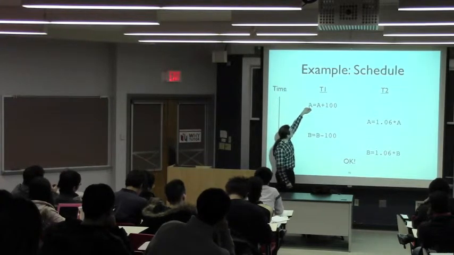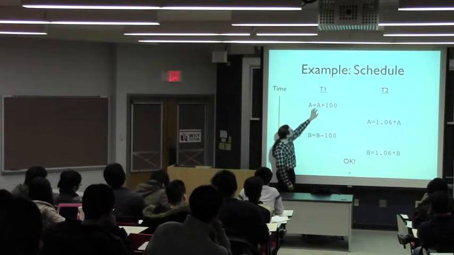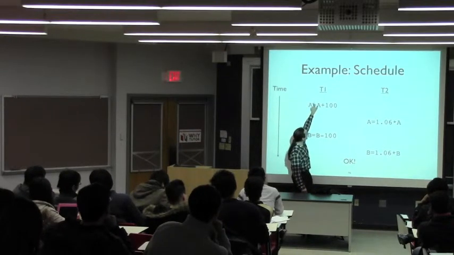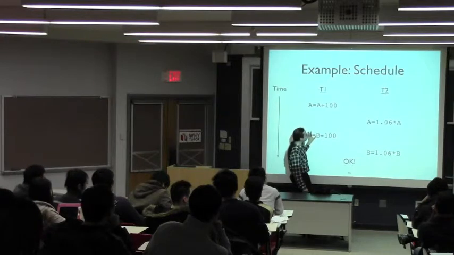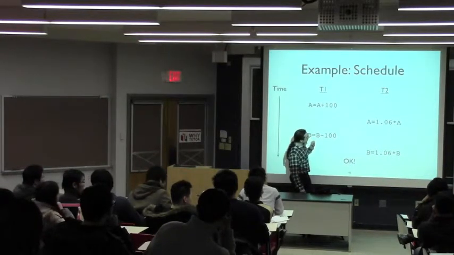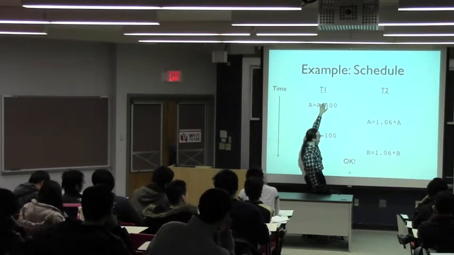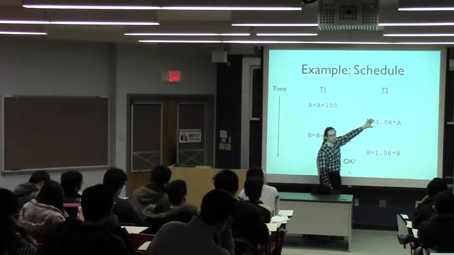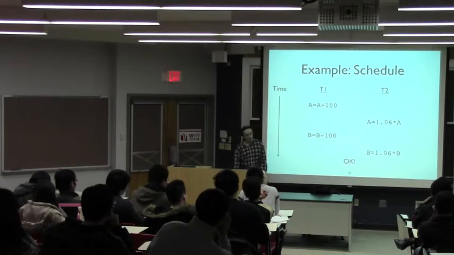So if we've essentially committed to T1 executing first, the first instruction of T1 modifies A, the second instruction of T1 modifies B. But after this point, we never modify A again. Which means that we're safe. It's safe for us to modify A in transaction T2.